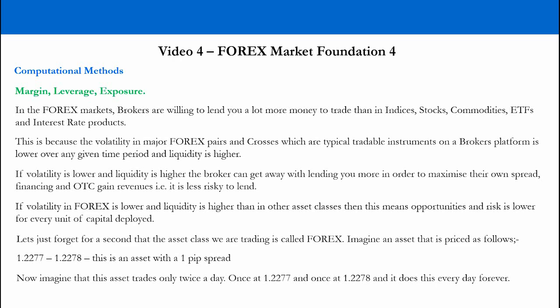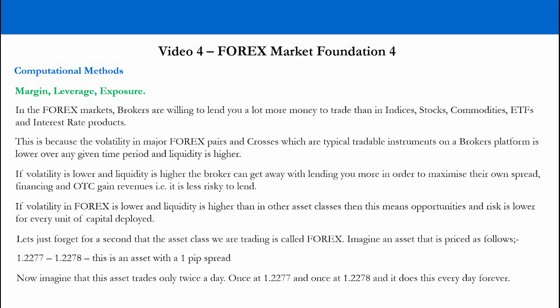So the asset is priced at 1.2277 to 1.2278, meaning you can sell at 1.2277 and buy at 1.2278. Let's say this asset's pip value is 0.0001, so it's got a 1 pip spread.